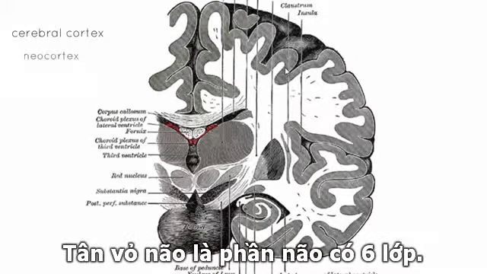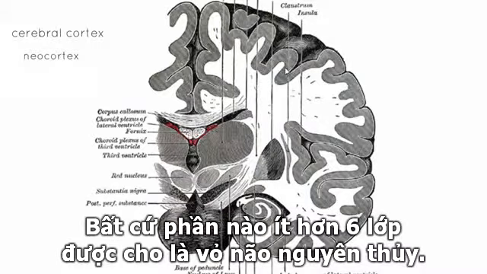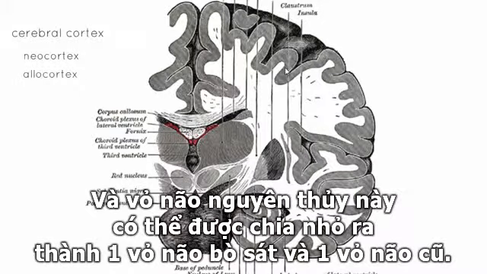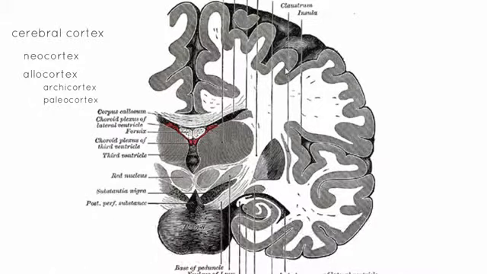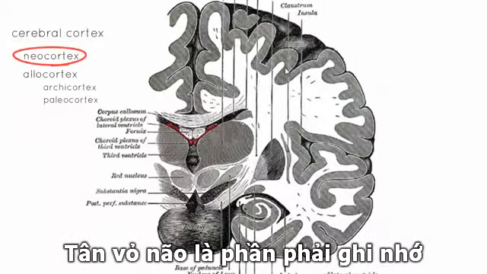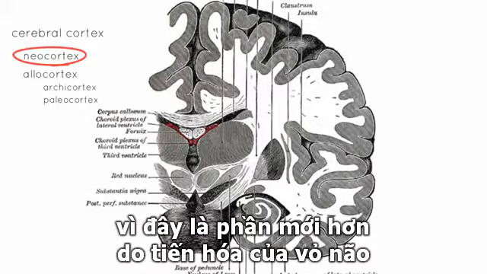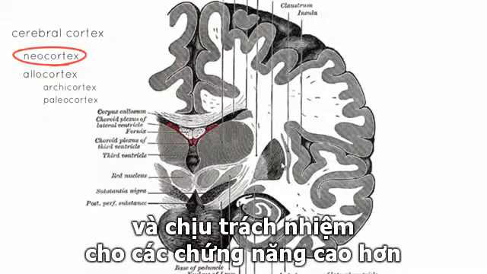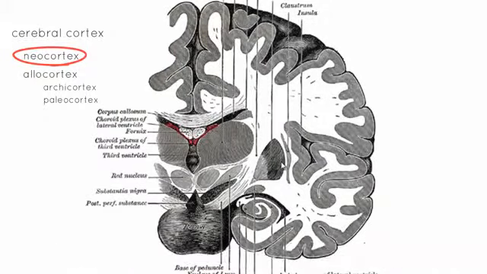The neocortex is where the cortex has 6 layers. Any other parts with less than 6 layers are referred to as the allocortex, and this allocortex can be subdivided into an archicortex and a paleocortex. So these are parts of the cortex with less than 6 layers. But the neocortex is the one to remember, because this is the evolutionarily newer part of the cortex, and is responsible for higher functions like language and conscious thought. So the neocortex has 6 layers.